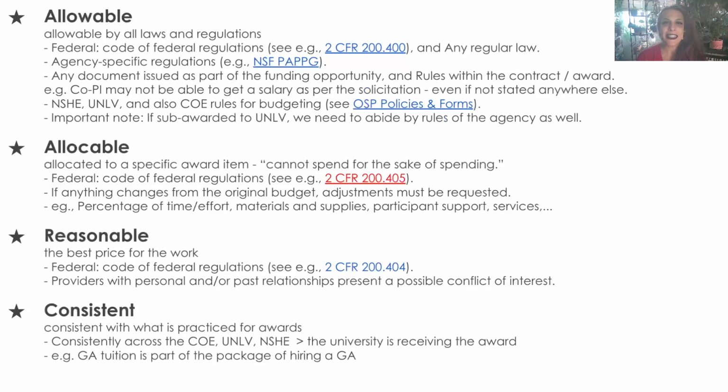So again, is it allowable? Can you do it following laws and regulations? Is it allocable? Is that amount of money allocated to a certain very specific item in your budget? Is it reasonable? Is that what it costs in the market, and does it not have any conflict of interests? Important. And is it consistent? Is it what your institution commonly does, or the sponsor institution commonly does, or at a federal level what is commonly practiced? So this is essentially something you will do at the second stage of your budget.